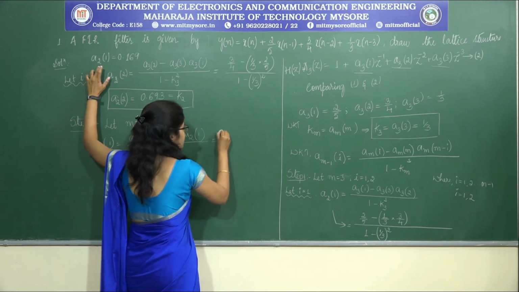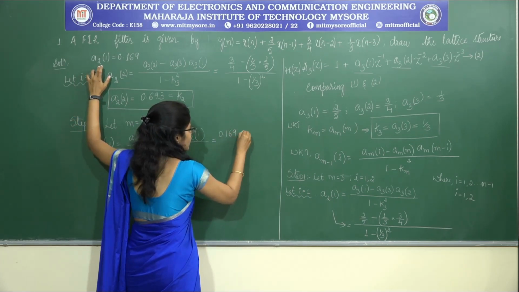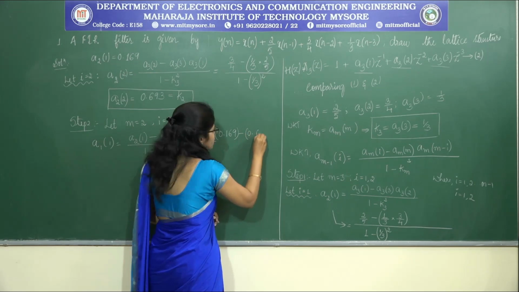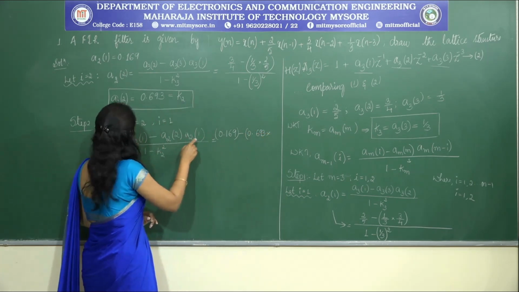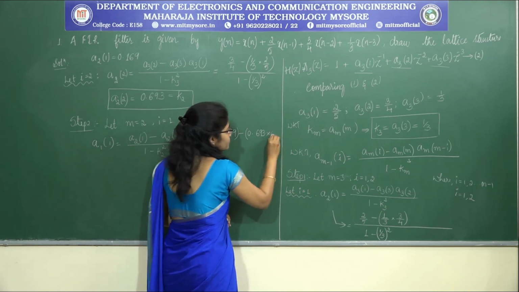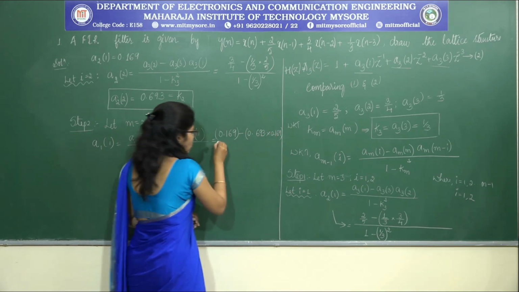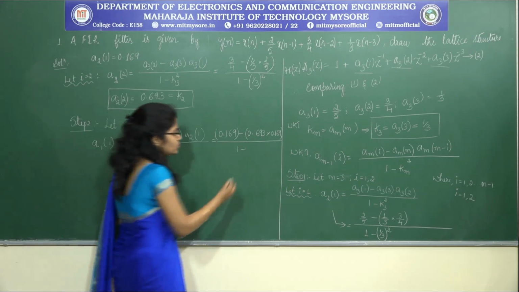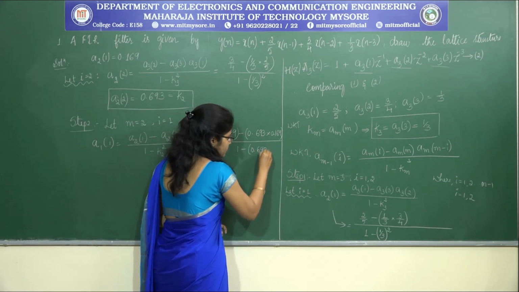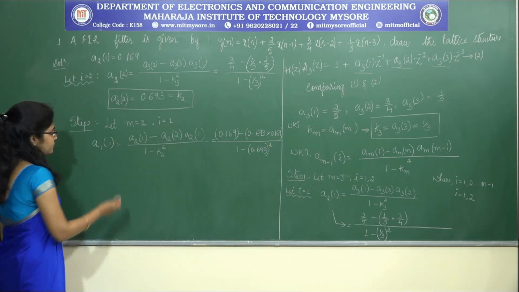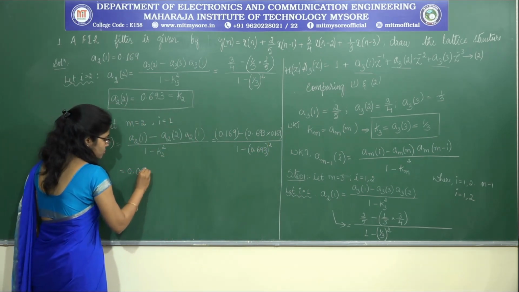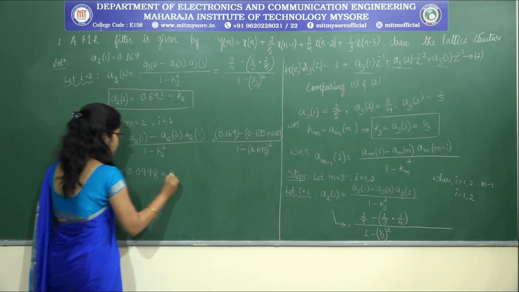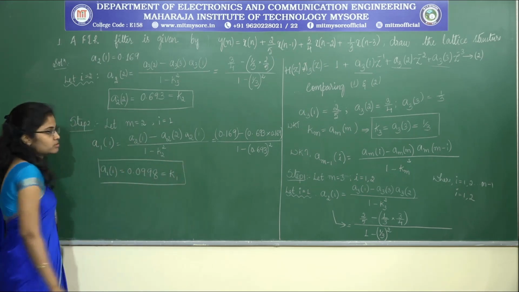Now if I substitute the values, a2 of 1, whose value I have written here, is 0.169, minus a2 of 2, which is 0.693, into a2 of 1, which is again 0.169, whole divided by 1 minus k2 square. What is k2 equal to? It is equal to 0.693, the whole square. If I simplify this, we will get 0.0998, which is equal to a1 of 1. So we know a1 of 1 is nothing but equal to k1. So did I find all the three coefficients?